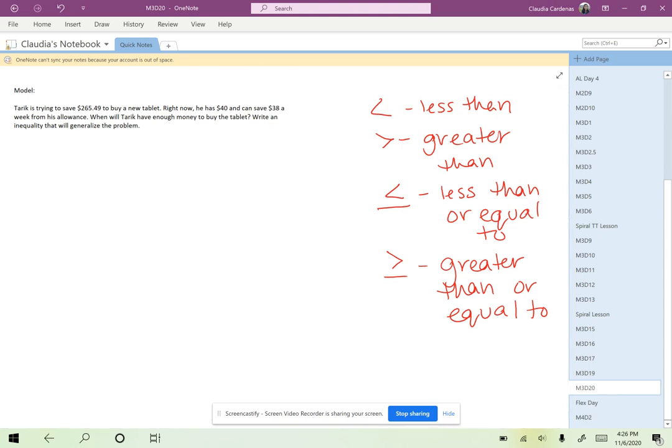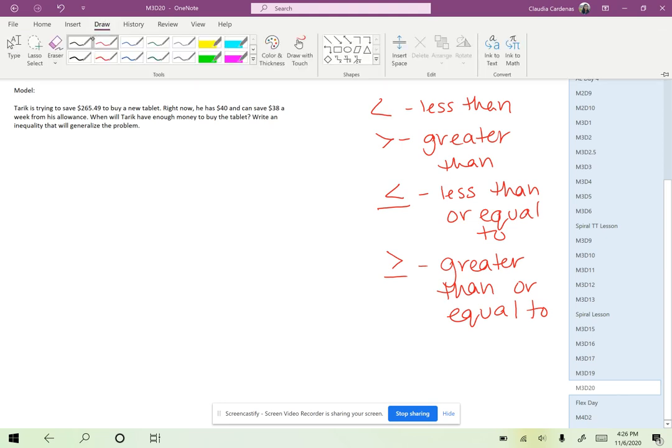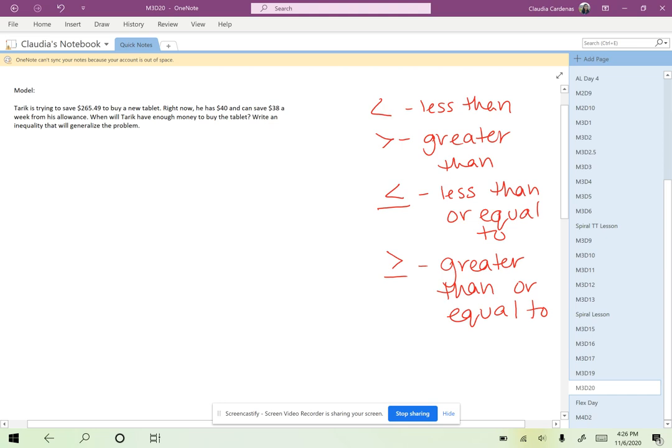So as I read, I want you to keep that in mind with your mental movie. So Tariq is trying to save $265.49 to buy a new tablet. Right now, he has $40 and can save $38 a week from his allowance. When will Tariq have enough money to buy the tablet? Write an inequality that will generalize the problem.